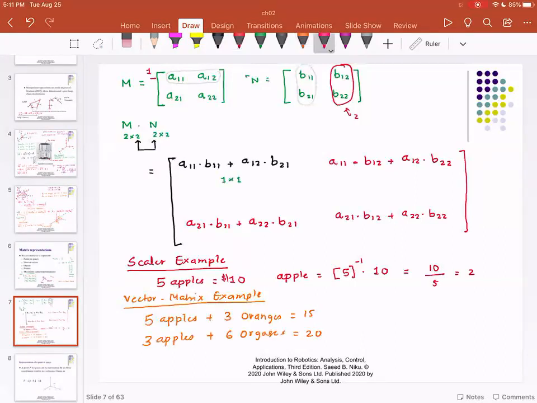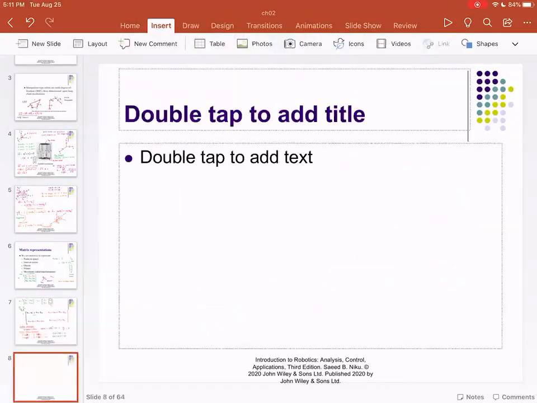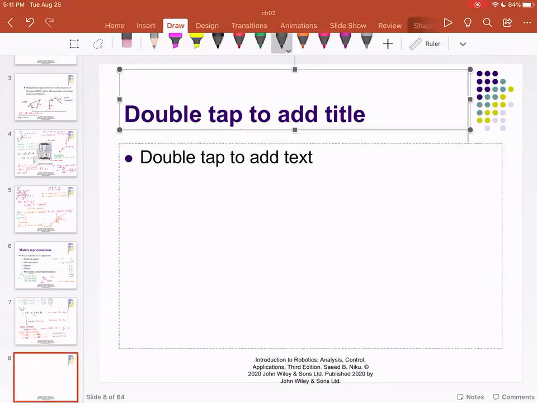What I'm going to do is represent apples as A, oranges as O. And I will write this equation something like this: 5A plus 3O is equal to 15. This is not 30, this is an O. So 3A plus 6O is equal to 20. Now I can rewrite this equation in terms of the vector matrix algebra.